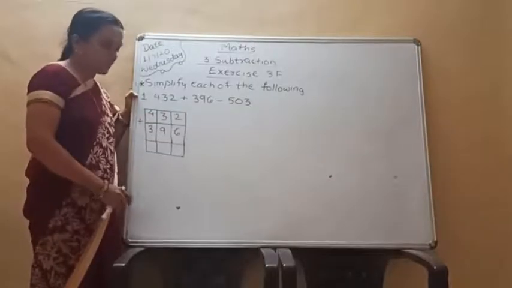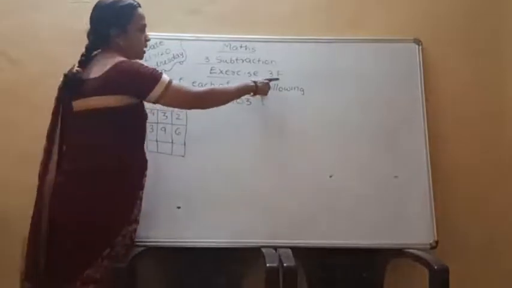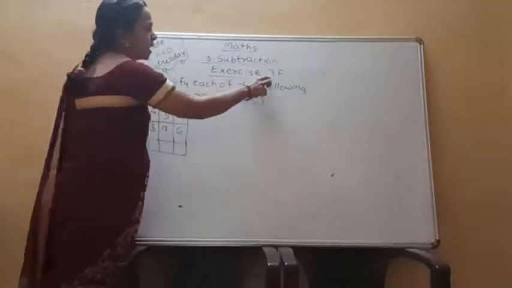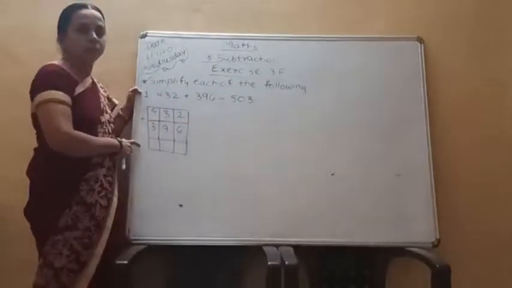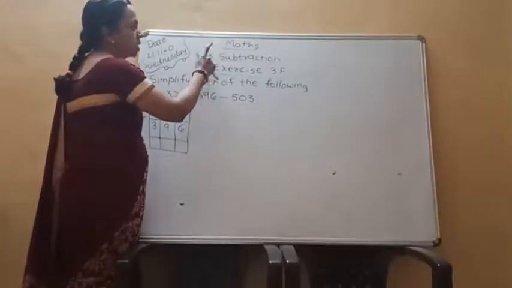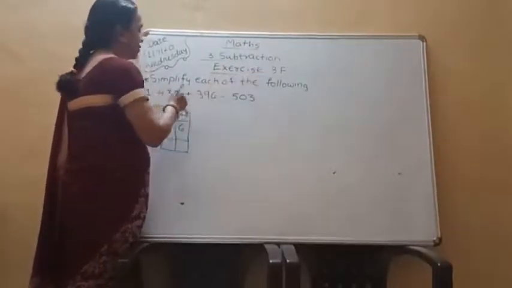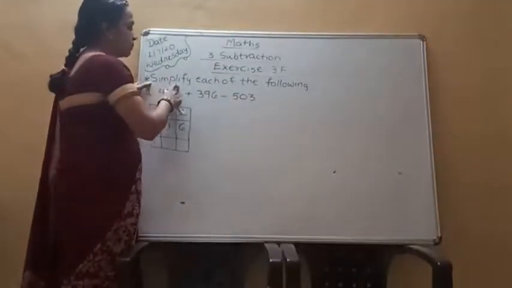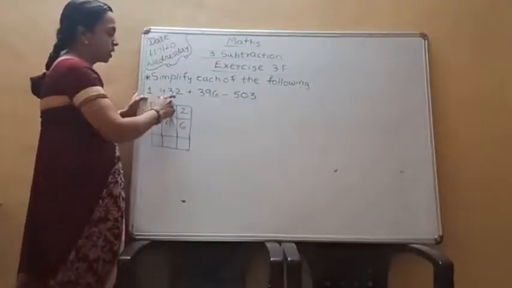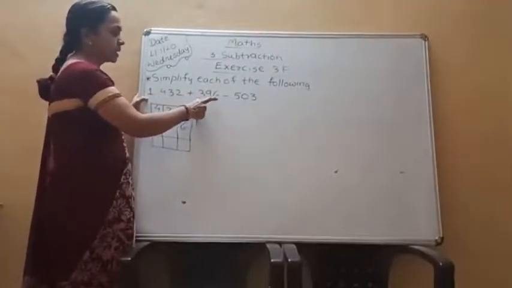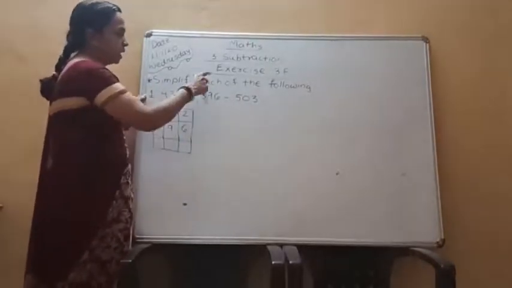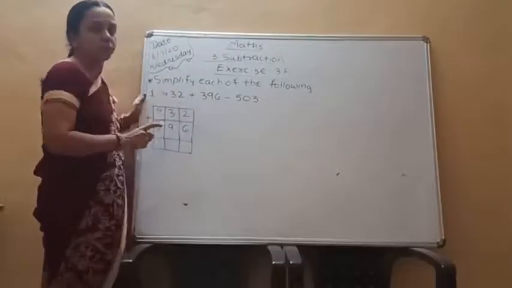Now see your page number 42. Exercise 3F. Simplify each of the following. This exercise 3F you have to write in your notebook. So in your notebook you first write down chapter number 3 subtraction exercise 3F. Then write down this question. Simplify each of the following. First question. 432 plus 396 minus 503. So everything write down as it is in your notebook.